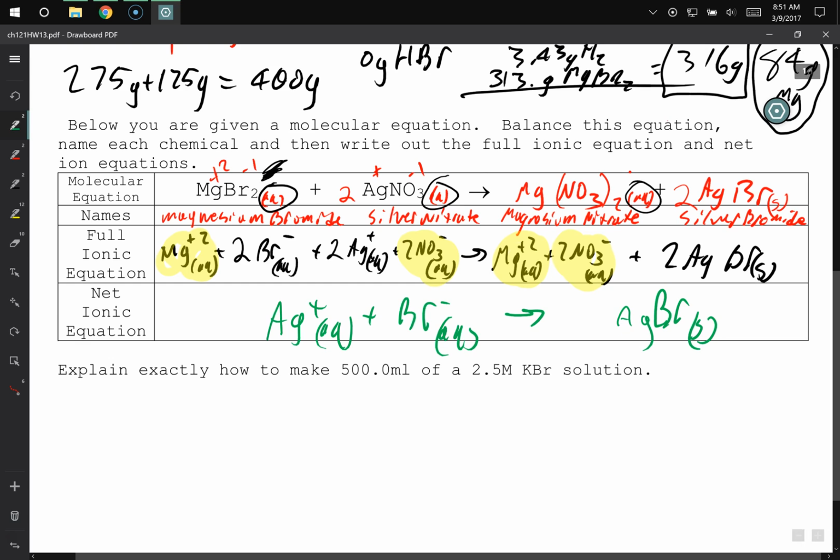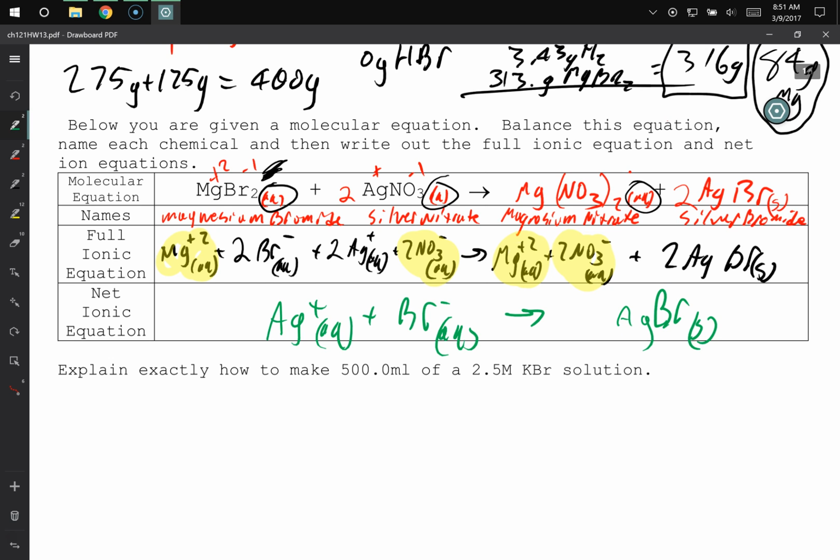Does it matter if I write the silver before the bromine? No. I mean on the left-hand side. It does matter on the right-hand side. Does it matter that I didn't write 2's in front of all of them? No, because you can just divide through by 2. If you put them up there, that's fine. If you swap the silver ion and the bromine ion's position, that's fine.